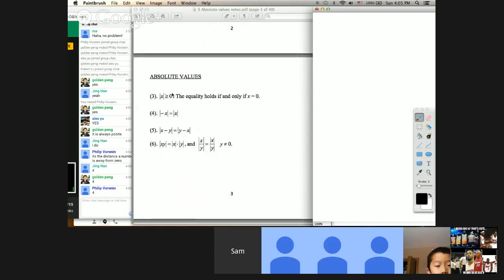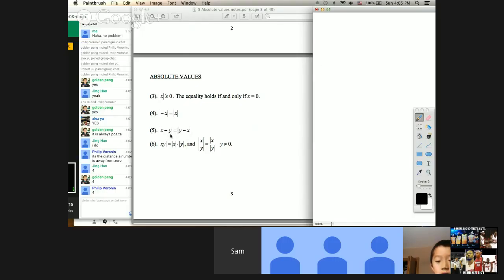The absolute value of x is always going to be greater than or equal to 0. As you told me a while ago, it's going to be positive, right? And equality holds only if x is equal to 0. You guys know this. Okay, this is a good case.